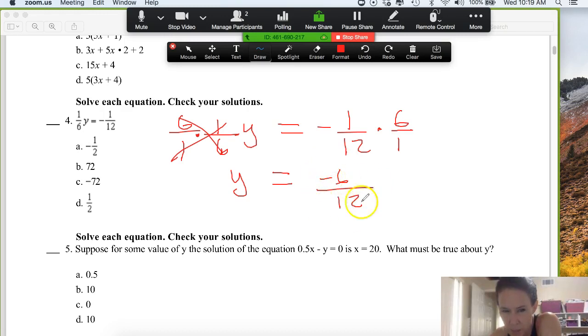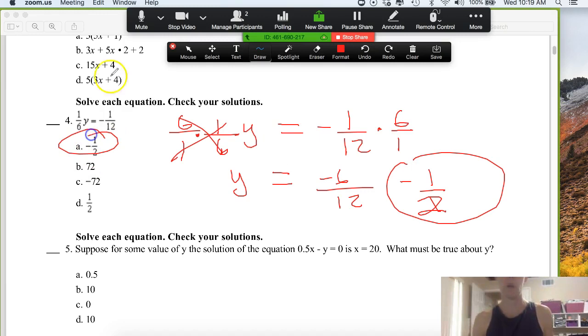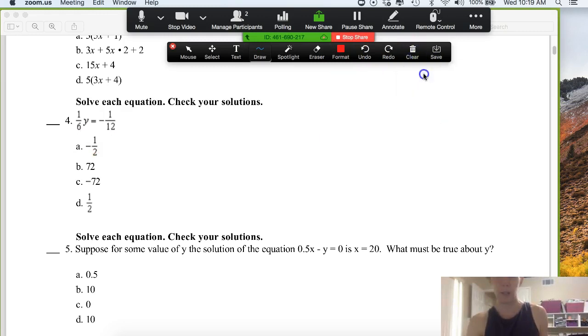This reduces. What does this reduce to? 6 goes into 12 how many times? 2. Yeah, so this reduces to negative 1/2. 6 goes into 6 one time, 6 goes into 12 two times. So y is negative 1/2. Make sure you know how to work those fractions. Multiply by the reciprocal. All right, let's go to the next one.